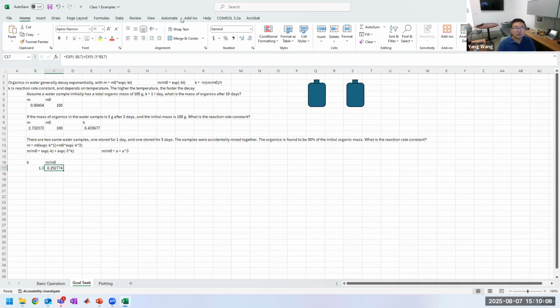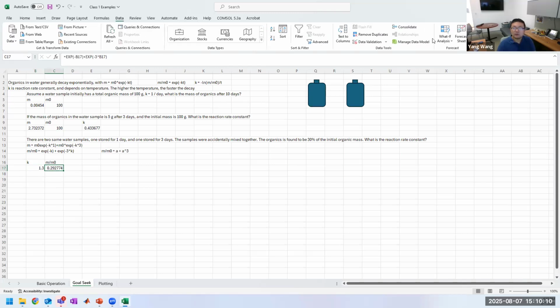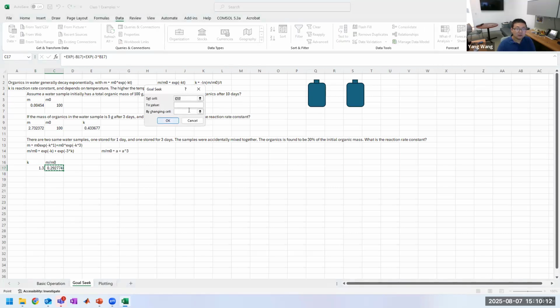But an easier way to do this is you go to Data, What-If Analysis, Goal Seek. You want to set this value to be 0.3 by changing here. Click OK.